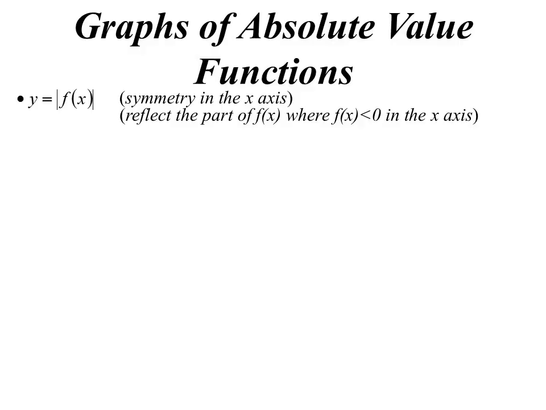Next type of graph to look at, absolute value. What does that do to our function? Let's go look at several different variations of what we could get. Y equals the absolute value of function x. Symmetry in the x-axis. Well, the final picture is not actually symmetric, but it involves reflecting in the x-axis. So whatever bit is below gets reflected above.